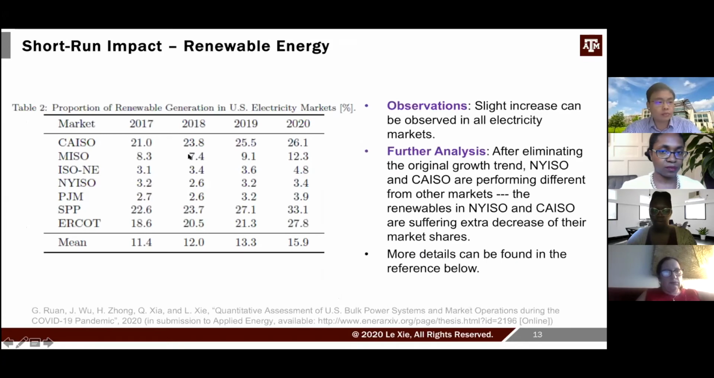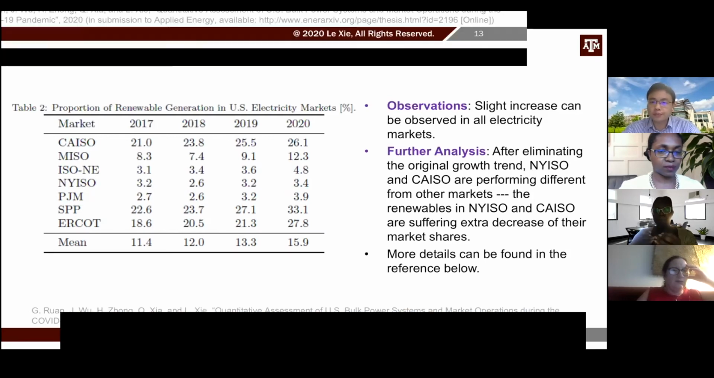So just to give you a deeper quantitative assessment on the impact on electricity. One of the things that people care a lot about is: does COVID affect renewable generation? Because renewable generation is one of the biggest growing sources of power generation in the electricity sector. And the answer is not much. Perhaps there is even a slight increase in the use of renewable energy just because of the general trend of increasing deployment of renewable energy resources.